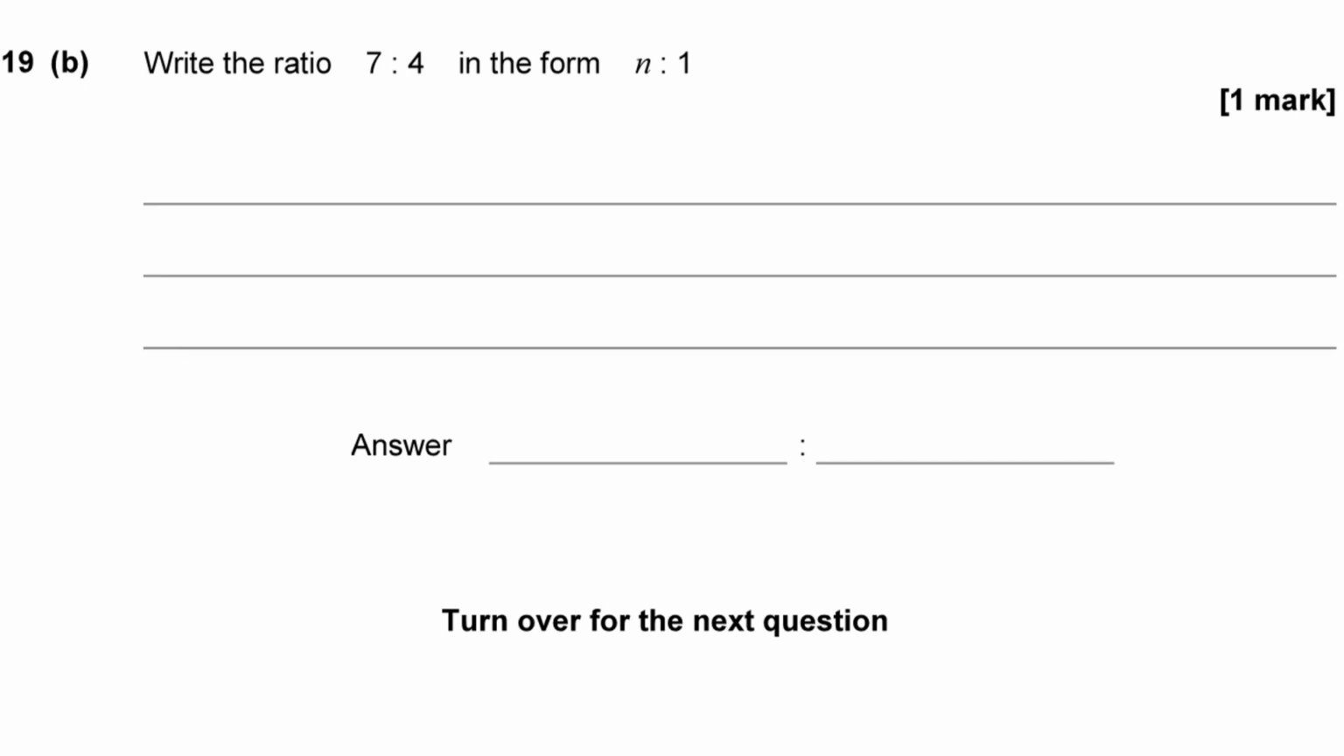Right, now part B says, write the ratio 7 to 4 in the ratio of n to 1. In other words, I need to divide. If I want to make that bit 1, I'm going to have to divide both sides by 4, aren't I? Now, obviously, 7 doesn't divide by 4, so it's not going to give me a nice number. I'm just going to write it like this, 7 over 4. That's good enough. So 7 over 4 to 1. Some people don't like fractions, but really it makes life easier for you. Now I could write that as a decimal. That is 1.75, but it doesn't tell me I have to write it as a decimal. So I'm just going to leave it like that.